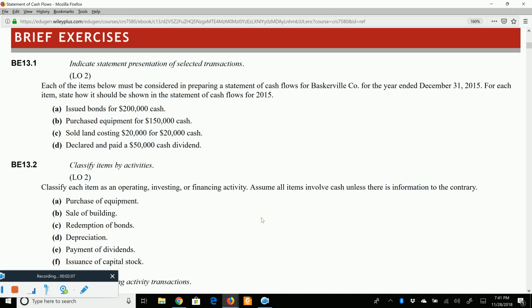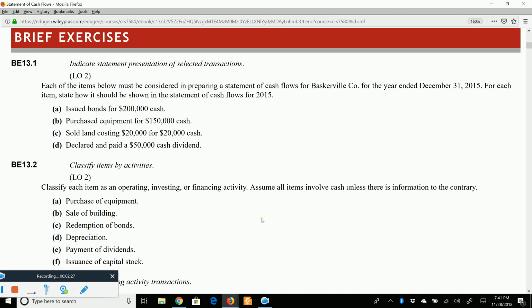So this first brief exercise that we're going to go through as a warm-up exercise here for Chapter 13 is brief exercise 13-1. We have four situations here, and we need to decide how this would affect the cash flow statement. Does it affect the operating, investing, or financing section? And lastly, is it a cash inflow or is it a cash outflow?